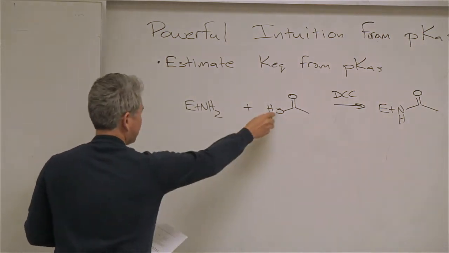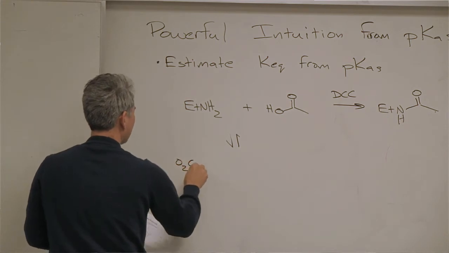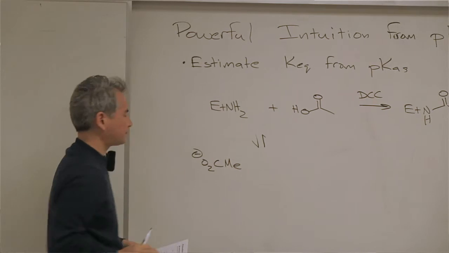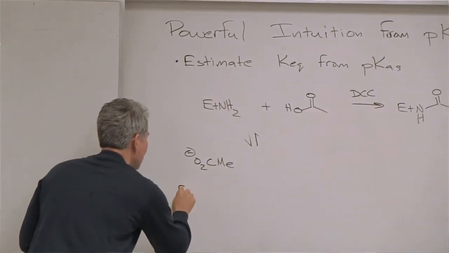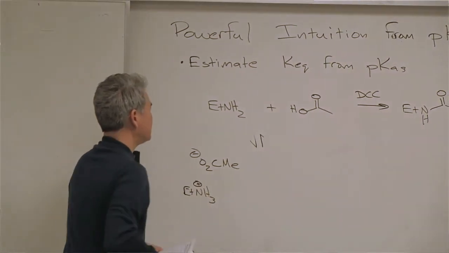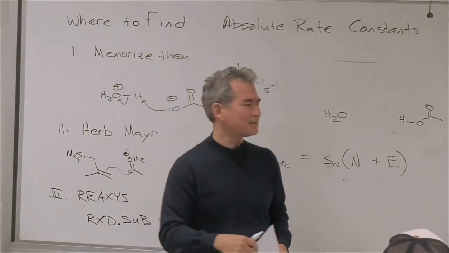So let me go ahead and draw out these species. When you do an acid-base reaction here, what you really have in solution is a carboxylate anion, and you have an ammonium salt. That's what's really present in your reaction. There's not much of the amine in there, right? If you take an acid and a base, you know that those react.